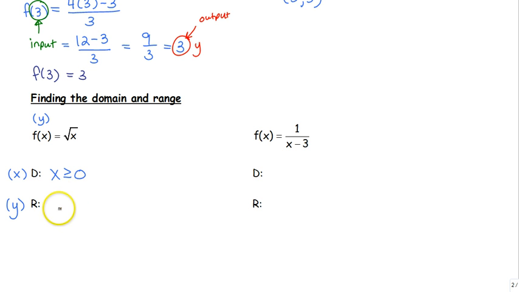Now I want to think about what numbers can I take out? What numbers would be coming out of that? And again, I can't get any negatives, so my range is going to be y is greater than or equal to 0. What I want you to do is press pause for a second and try to think of, are there any numbers for our second one that we would not be able to put into our equation? Any numbers that we wouldn't be able to take out? So go ahead and press pause.